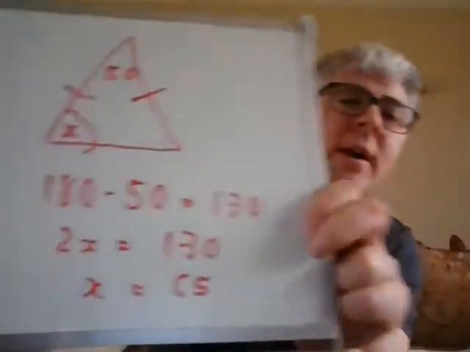And I just wanted to quickly look at this one for you here. I'm going to put here 180 minus 50 equals 130. 2x equals 130. X equals 65.